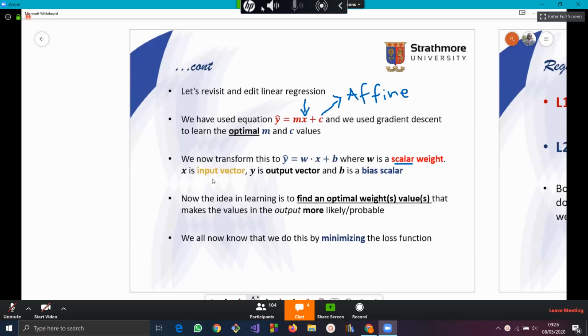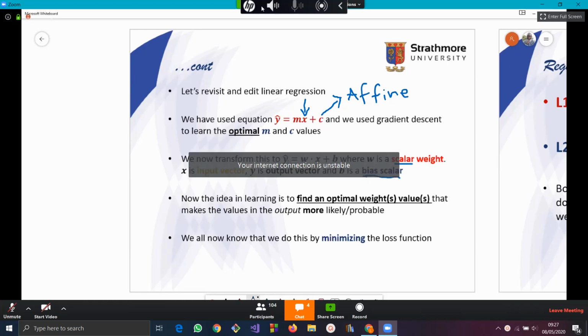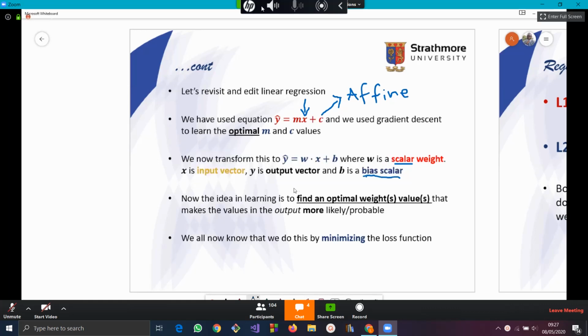And X is the input vector, and Y is the output vector or the predicted, and B is a bias scalar. Again, bias is a value in this example. So we now have Y hat or Y is equal to WX plus B.